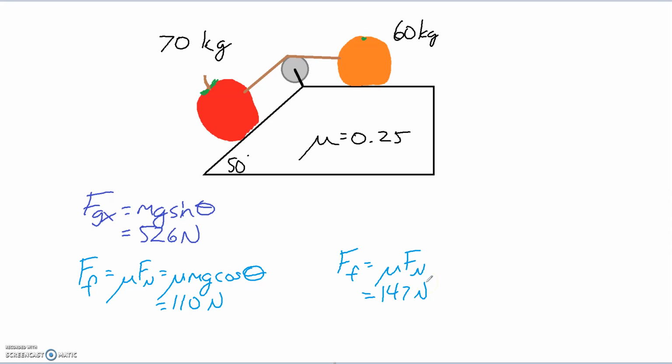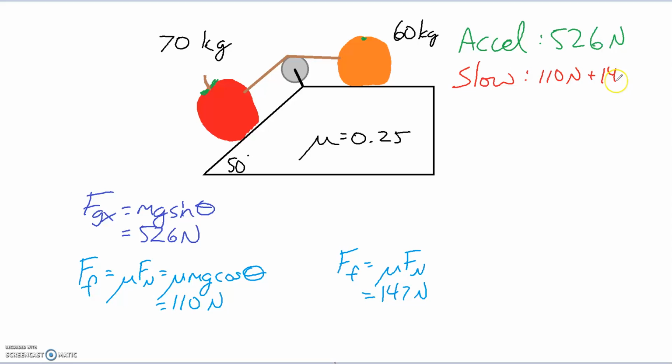So now that I got all my basic speeding up and slowing down forces, let's put these things together. In order to actually accelerate the system, there's only one force trying to do it, and that's the 526 for the apple. So I've got about 526 trying to move it. But to slow it down, I've got two frictions. So I actually have to take those two frictions and add them together. I've got 110 from the apple, plus I've got 147 newtons from the orange, and that means my total friction altogether would be about 257 newtons.